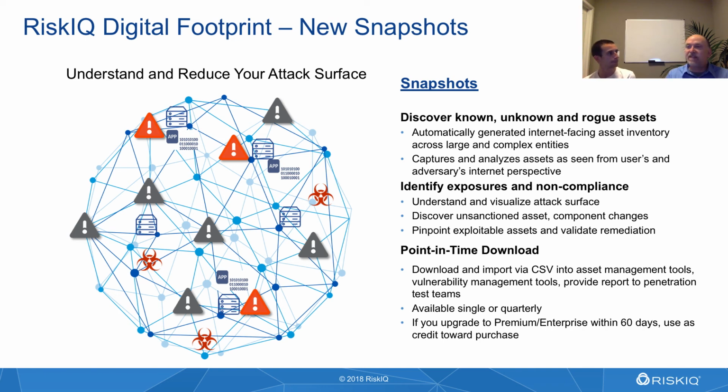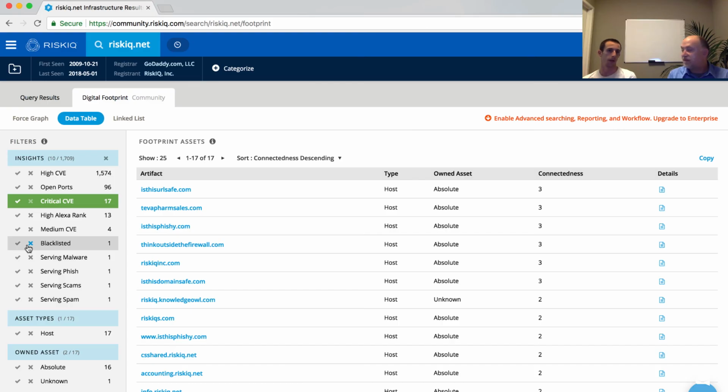So as an organization spins up infrastructure, takes it down, let's say in Amazon, we would be able to see that as well and show what is occurring and how things are changing. So it's like an accurate inventory of what's appearing on the internet. Yeah, that's absolutely correct. And with the digital footprint snapshots, what we're looking at here is just a subset. We're only looking at riskiq.net and all of its immediate connections.